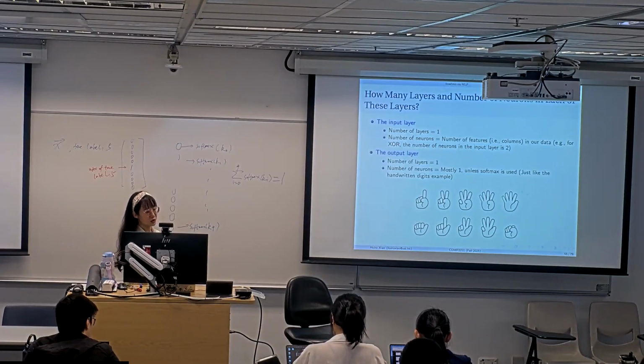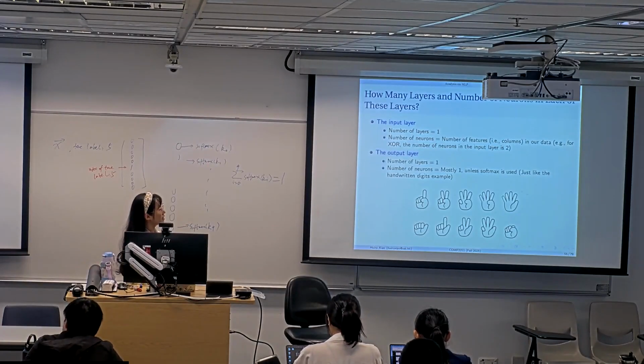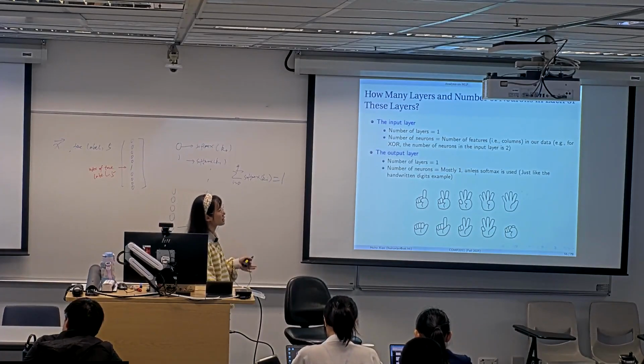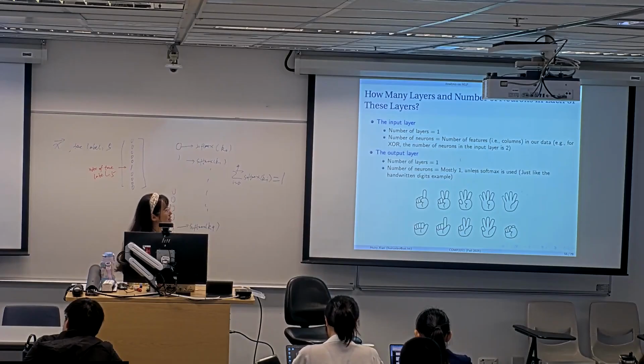Output layer is also quite straightforward. For the output layer, we only have 1 output layer. The number of neurons is mostly 1, unless softmax is used. Like if you are dealing with multi-class classification tasks, then you have multiple neurons, depending on how many classes you want to predict. In other cases, the number of neurons in the output layer is just 1. For input and output, they are quite straightforward.